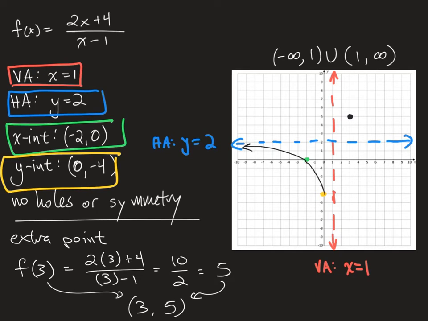And a graph will never, ever pass over or cross a vertical asymptote. So this will just keep going down, down, down. So there's one branch of the graph. The other branch, we only have one point. What are we supposed to be doing? How do we figure this?